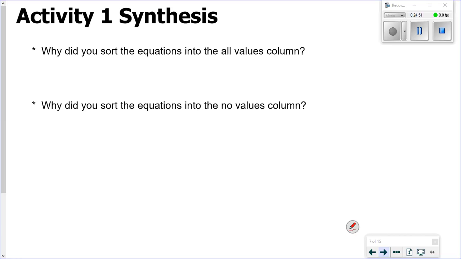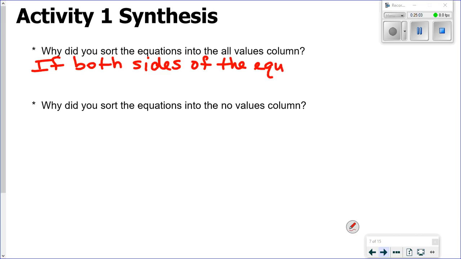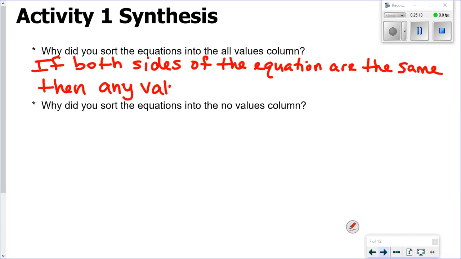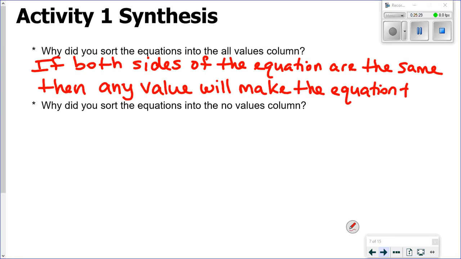for that variable. So if both sides of the equation are equivalent or the same, then any value for the variable will make the equation true. Again, please write this statement down at the bottom of page 32.